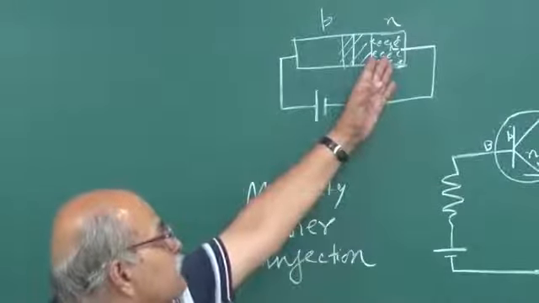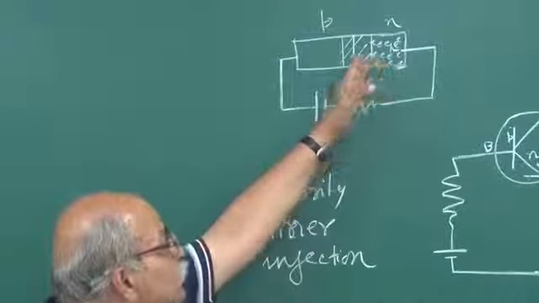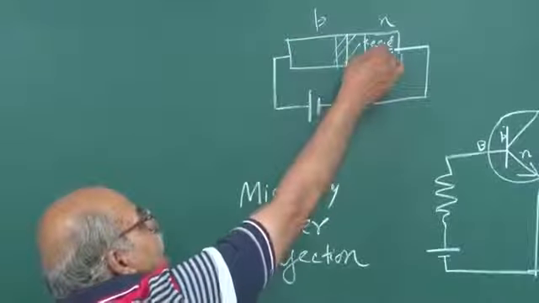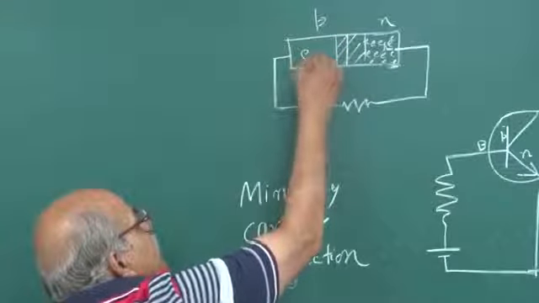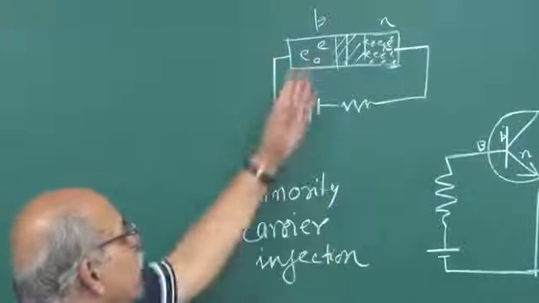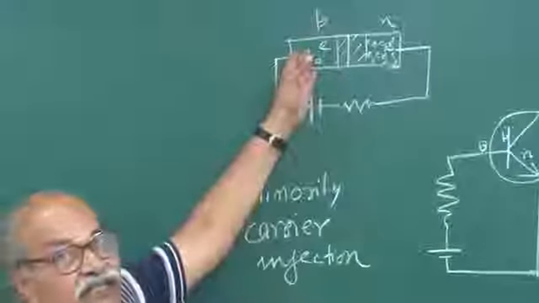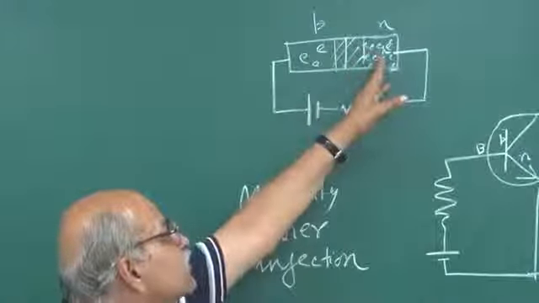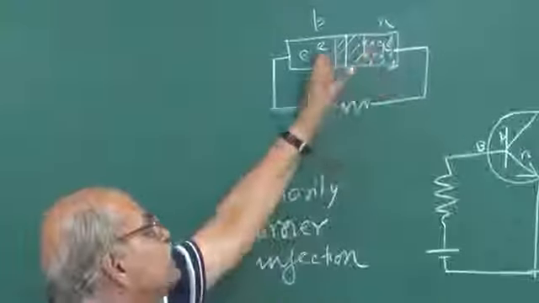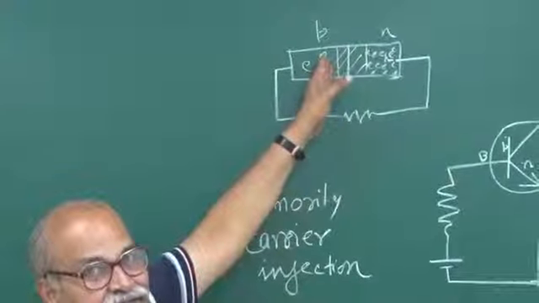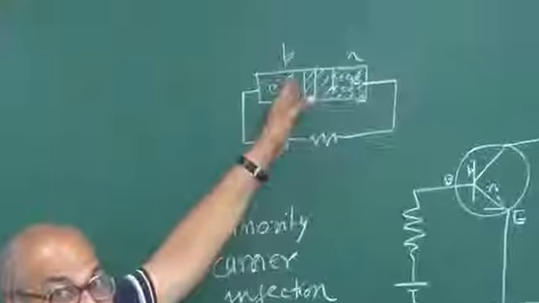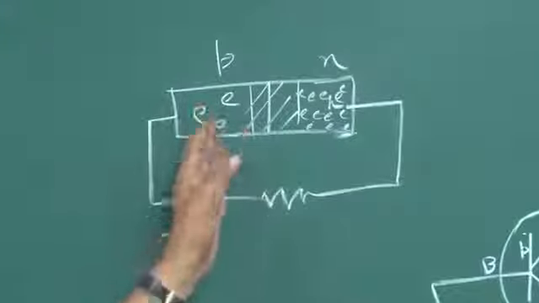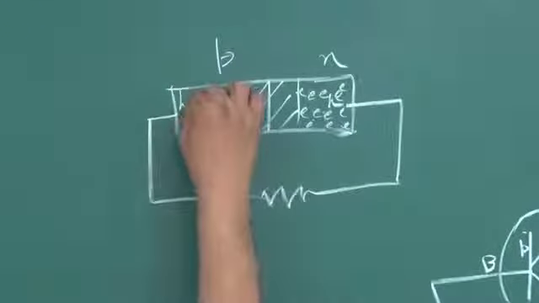Because here they are majority, but when they diffuse through this depletion region and come to this side, if these electrons come to this side, they are minorities. This is P side. Electrons are minority carriers. So, a lot of minority carriers are injected from this N side into this P side. And what do these electrons do? Here you have a large number of holes.